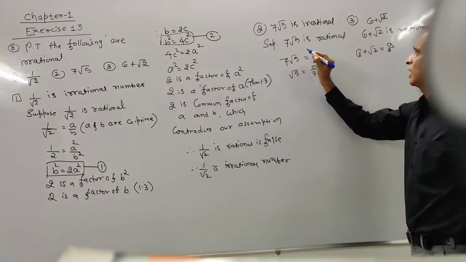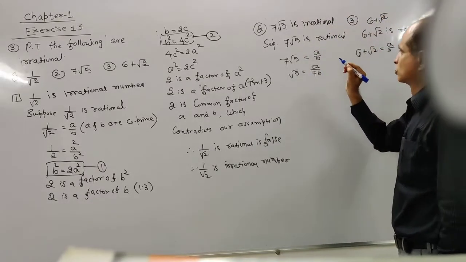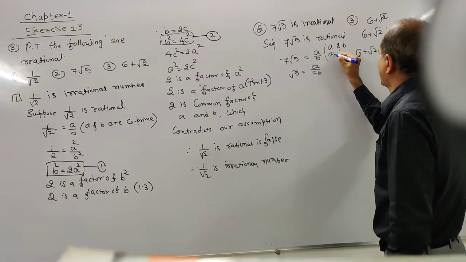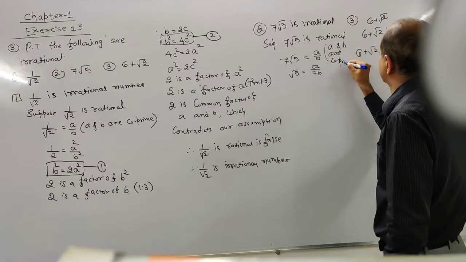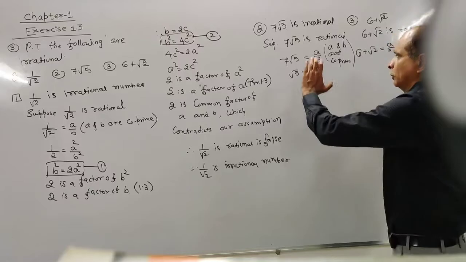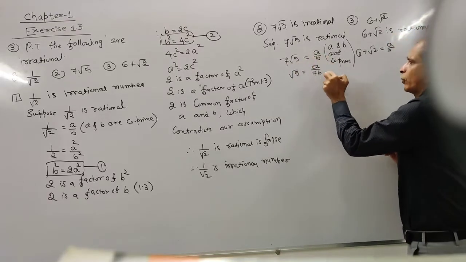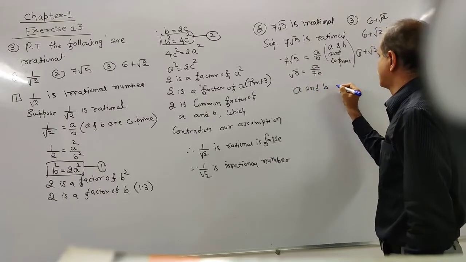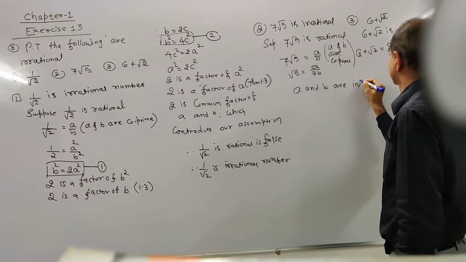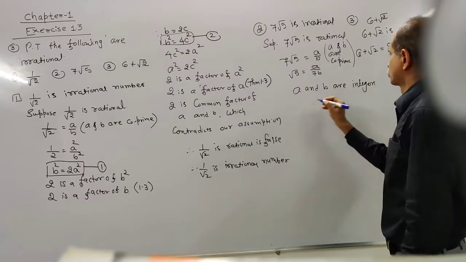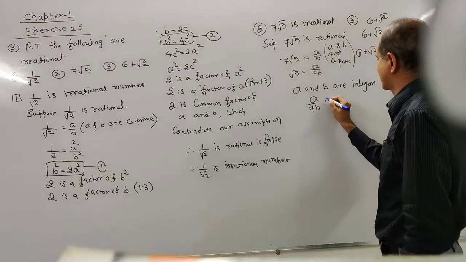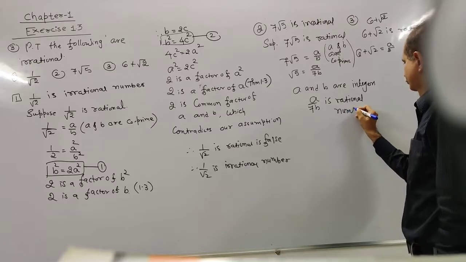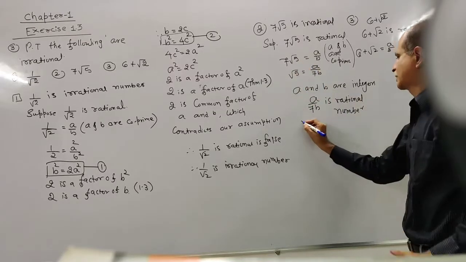Now assume that 7 under root 5 is a rational number. So you can write 7 under root 5 is equal to a by b, where a and b are co-prime. So under root 5 is equal to a upon 7b. So a and b are integers. So a upon 7b is a rational number. But you know, under root 5 is an irrational number.